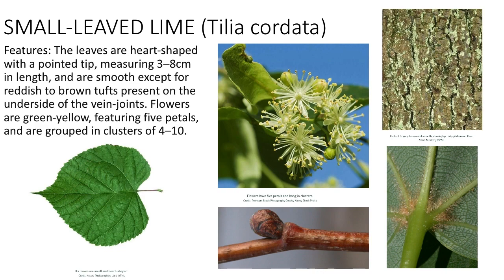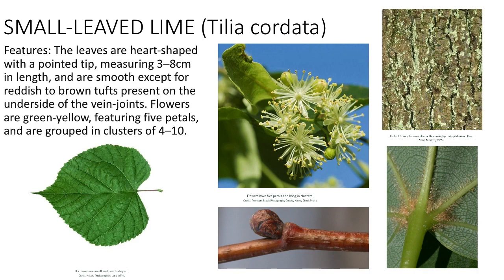And these smooth shiny red buds that you can see on the slide here, they're usually about 4 millimetres and have 2 or 3 scales and are quite rounded, as you can see. So that's a good identifier in the winter.